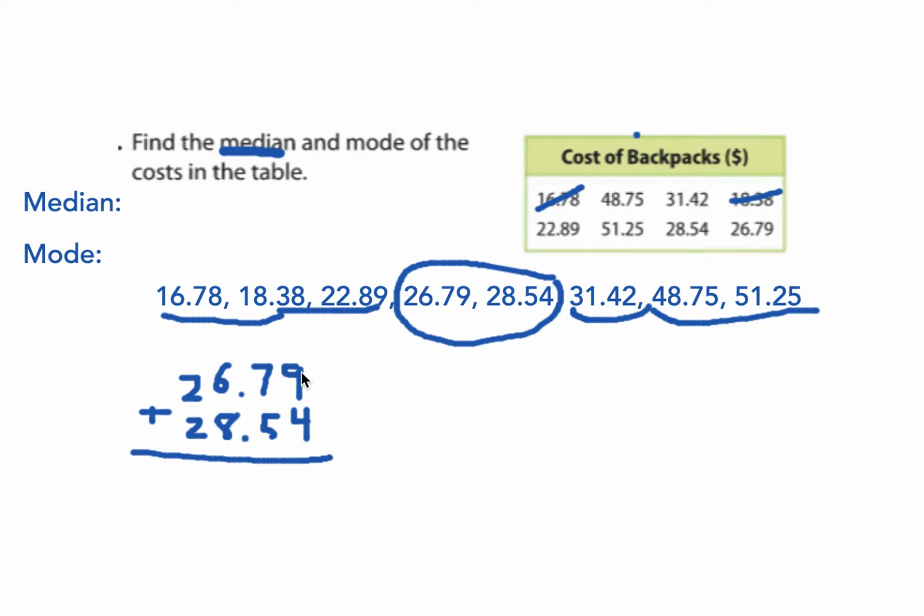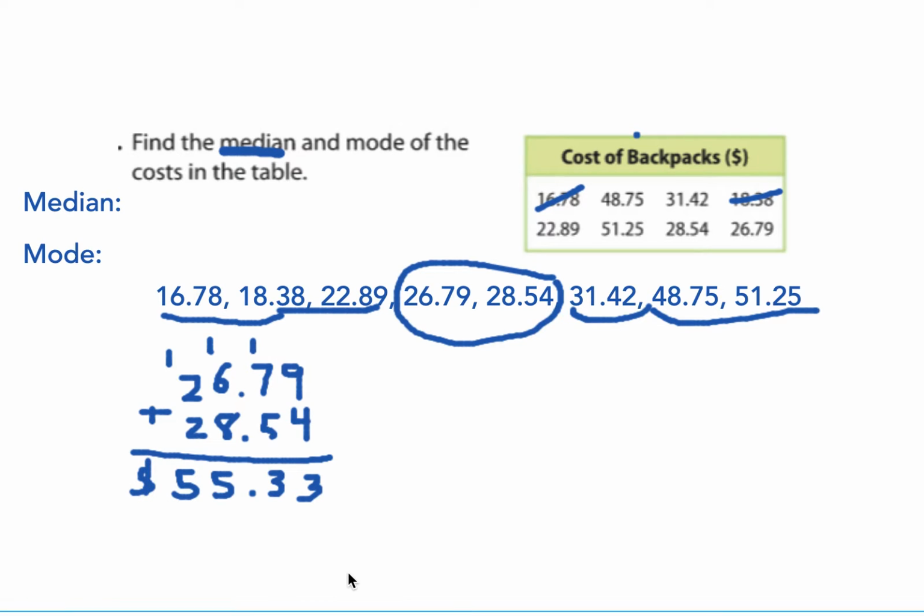Here we go. We've got 9 plus 4 is 13. 8 plus 5 is 13. Put my dot there. This is 15. And that's 55 and 33 cents. But we're not done there. That is just step 1. Now I'm going to have to divide this number in half. So I divide by 2.